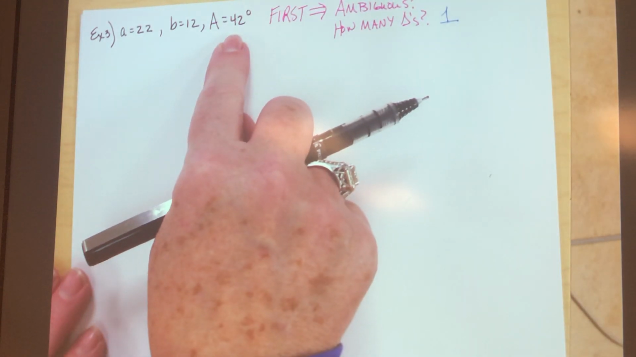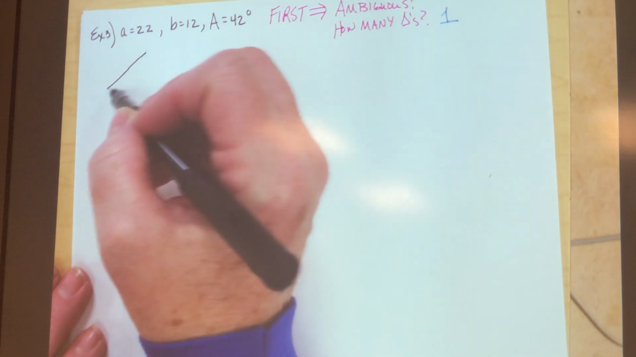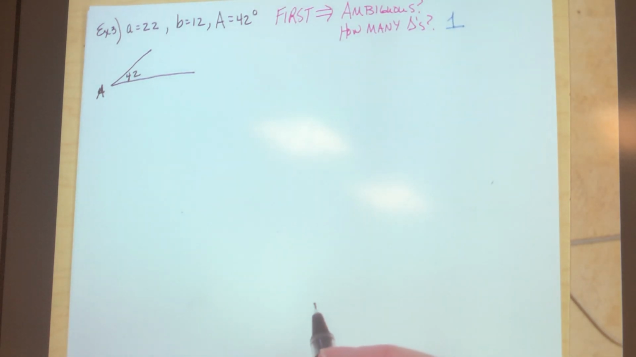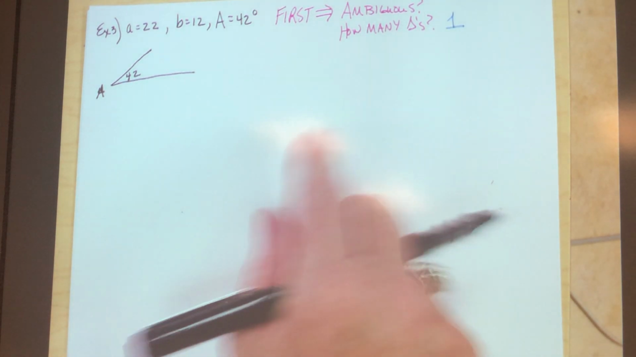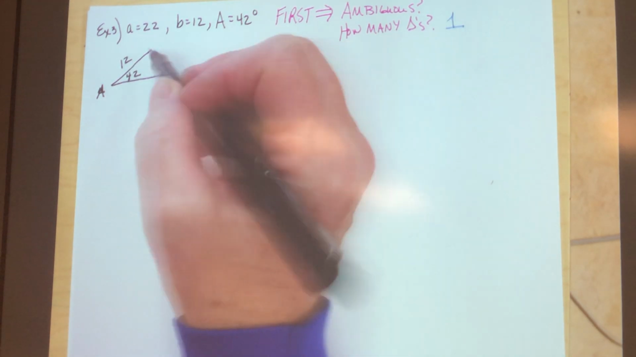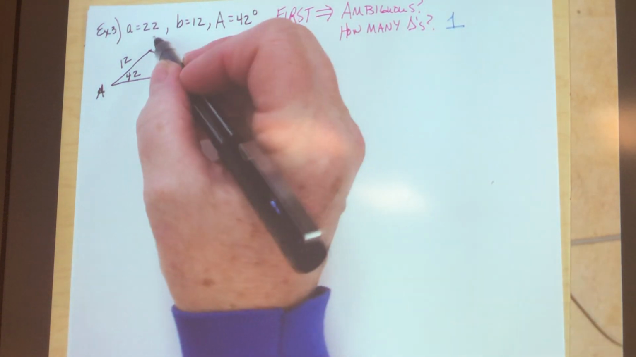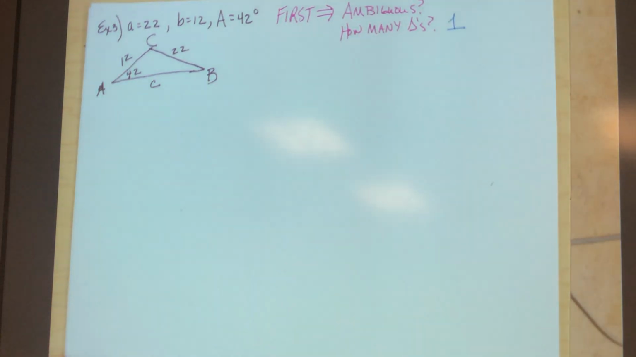Okay? So the first thing I'm gonna do is I'm gonna draw it. It's always easier to look at a picture. So I'm gonna make a 42-degree angle. And that's angle A. It can be any one of them though, right? It told me it was A. Yeah, it could be any spot. Okay? And I know that this side right here is 12. And that's B, so that means that this has to be angle B. This is C. Side A is 22. And obviously this is side C.